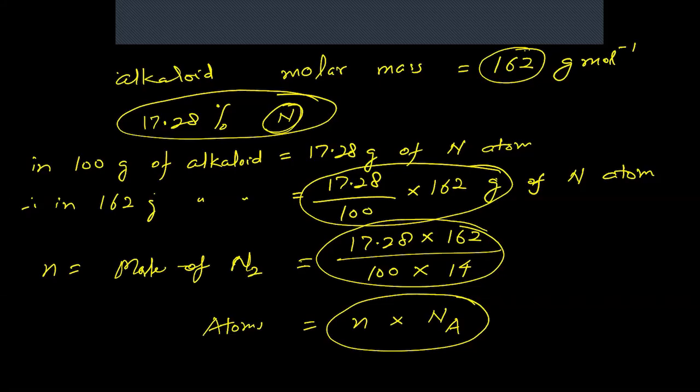Conversion from mole to atom will be multiplication by Avogadro number. Na is 6.022 into 10 power 23. If any step is not clear, let me know.